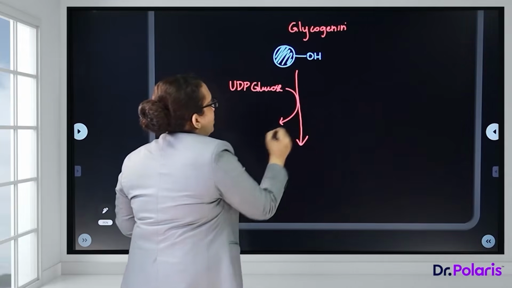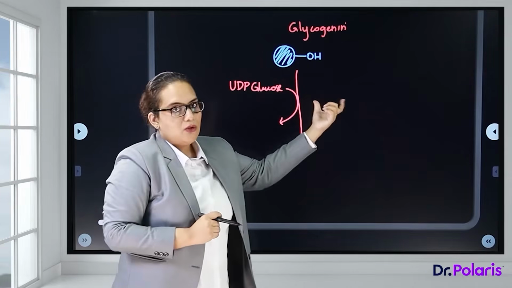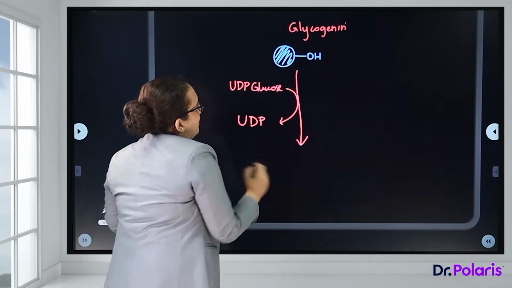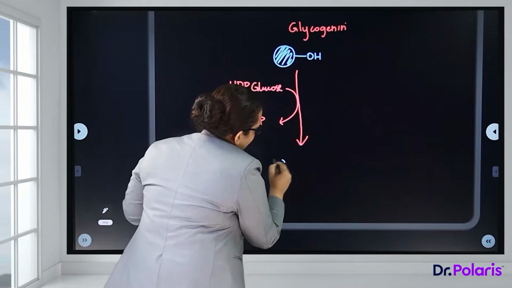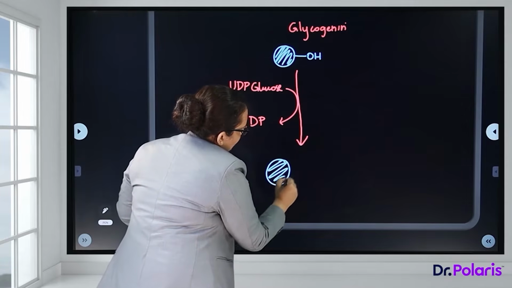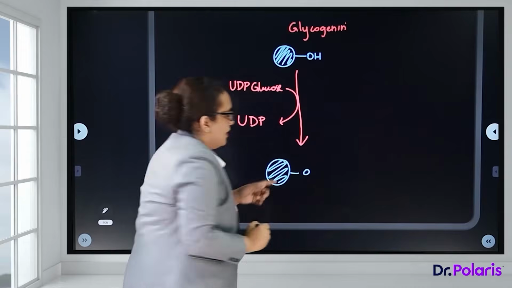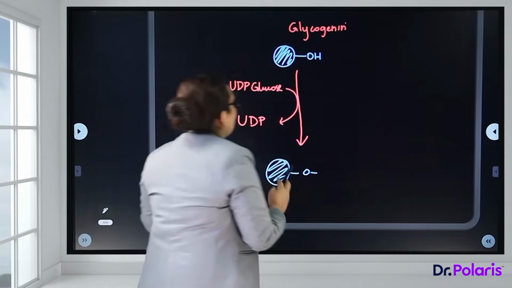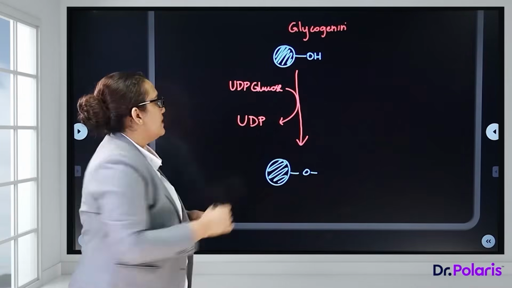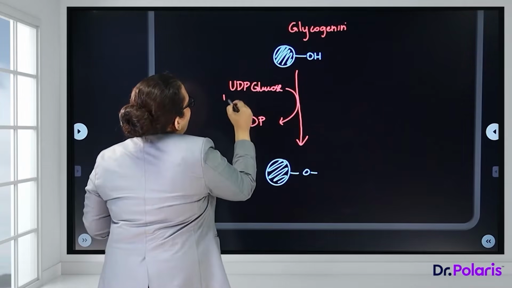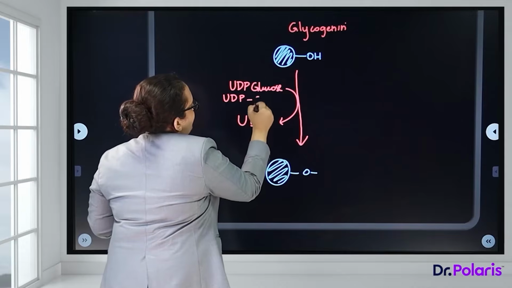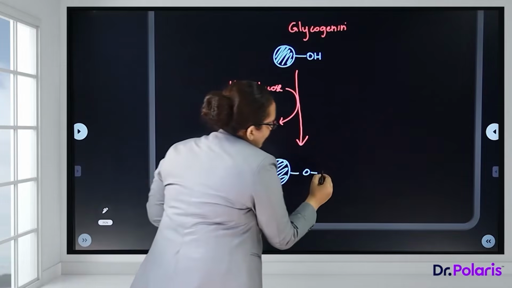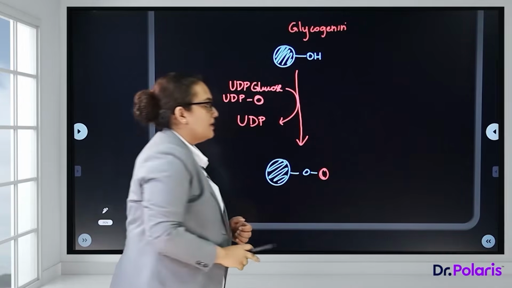UDP glucose donates a glucose molecule to glycogenin, thereby releasing UDP. And so what happens is, this is your glycogenin. This is the hydroxy terminal. To the hydroxy terminal, you will have a glucose unit attached. So I'll just represent UDP glucose as something like this. Imagine this is UDP and glucose is a circle. So I'm just going to add one circle over here. This is nothing but glucose.